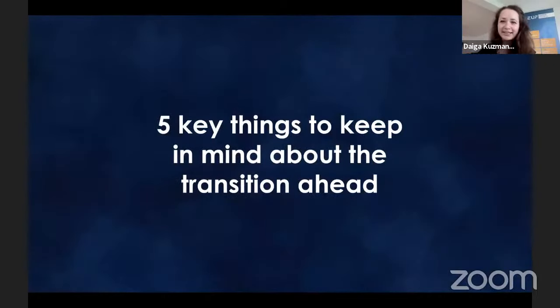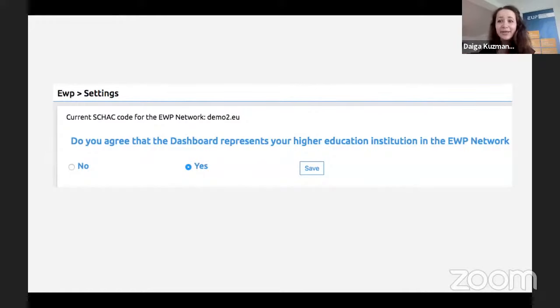The first step is indicating the SHAC code, or simply the domain or the homepage that you have for the institution. And then select which APIs you want to connect. I also want to highlight that the settings are off by default, so you need to enable them. As soon as that is done, you're reachable to all of the network partners and can exchange the learning agreements or the interinstitutional agreements.